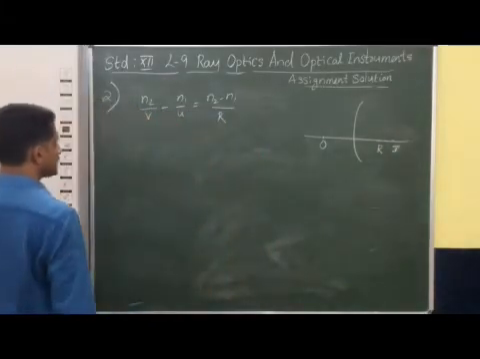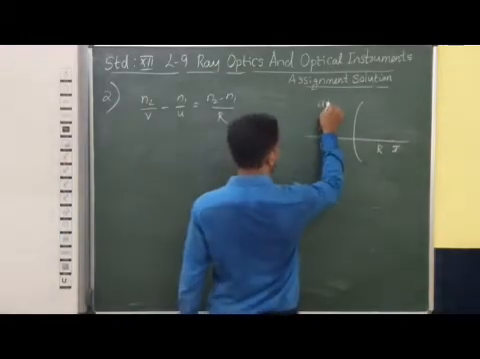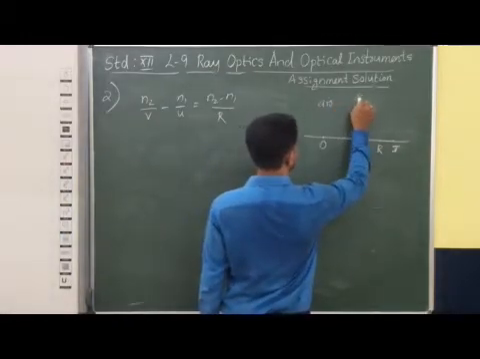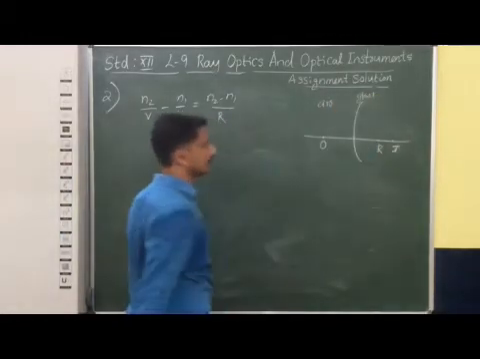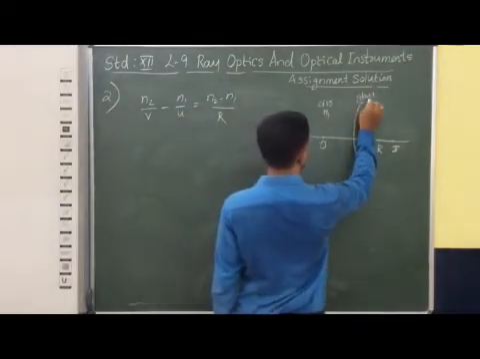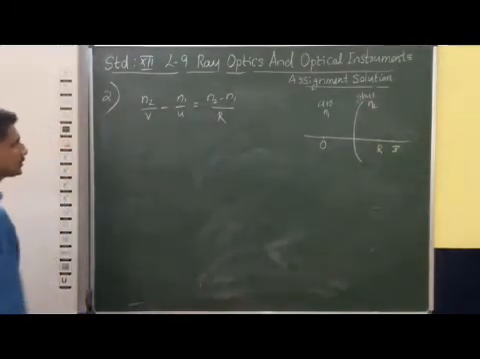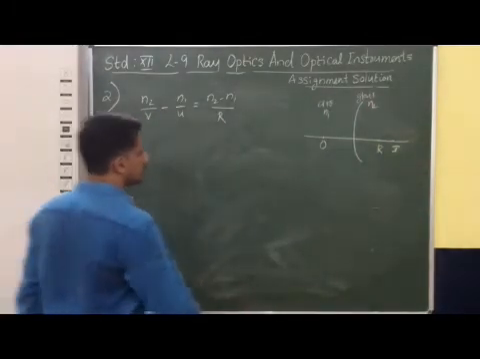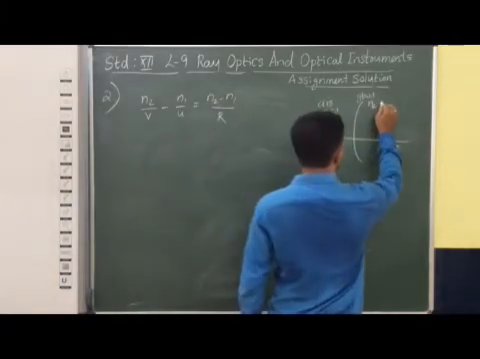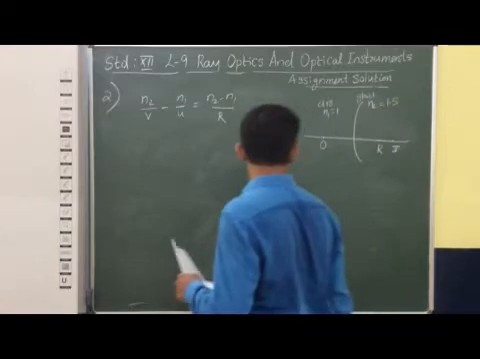Now you see that in this case, the first medium is what? Medium of air. The second medium is what? Medium of glass. So the first medium has refractive index N1, the second medium has refractive index N2. In this case N1 is considered as 1 and N2 is given as 1.5.